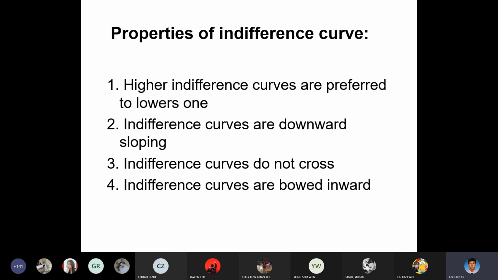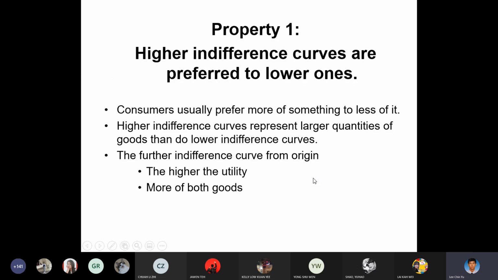First of all, higher indifferent curves are preferred to lower ones. The second is that indifferent curves are downward sloping, as just mentioned. Then indifferent curves do not cross. They cannot cross. And then indifferent curves are bowed inward, meaning they must be convex.